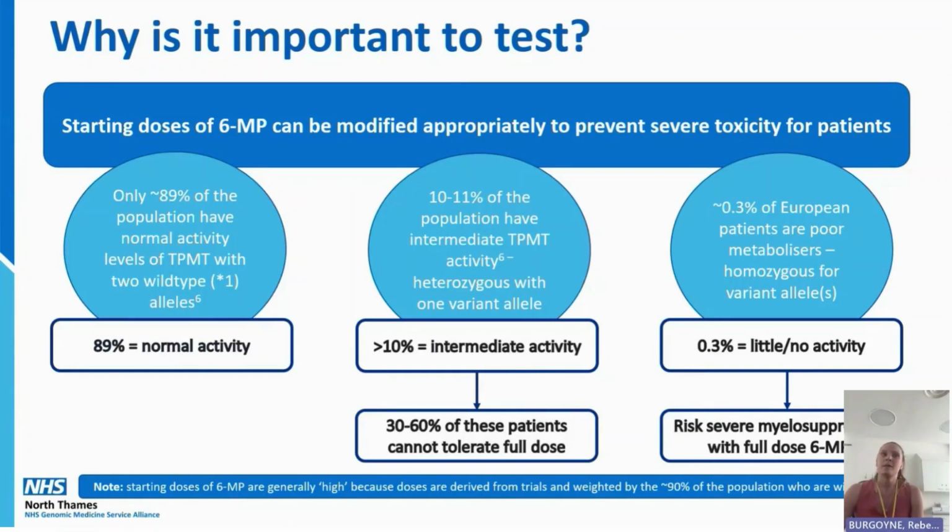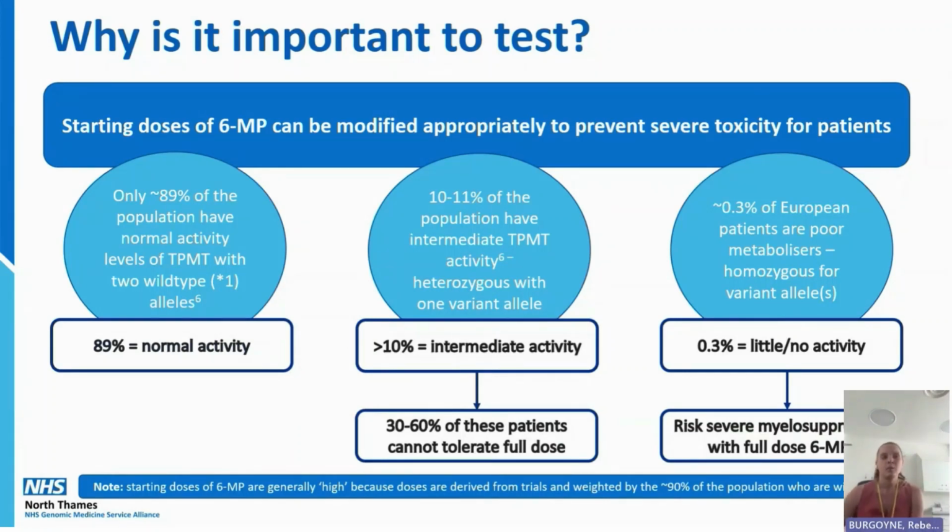Only 89% of the population will have what is termed normal activity of TPMT, and that is when they carry the 2 wild type alleles. 10 to 11% of the population will have intermediate activity, and this means they're heterozygous with 1 variant allele. And 30 to 60% of these particular patients can't tolerate full dose. And then about 0.3% of European patients will be poor metabolizers, so therefore they will be homozygous for that variant allele, and they do risk severe myelosuppression if given full dose 6MP.